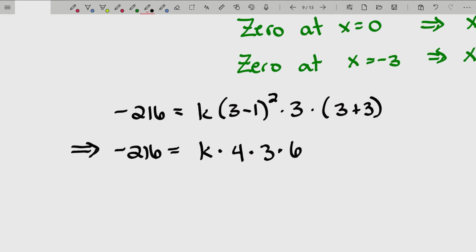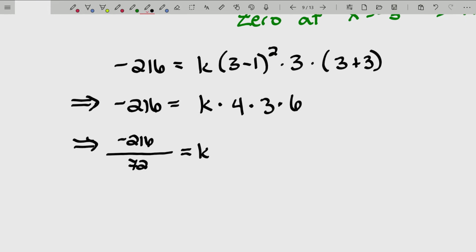And I'll slide this down a little bit. Maybe I'll even zoom in. And this implies that negative 216 over, what is that? Let's see, 24 times 3, or 72. And that's equal to k. And 72 goes in 216 3 times, so that's going to be a negative 3. Everybody knows that division. Just kidding. But at least you know what k is.